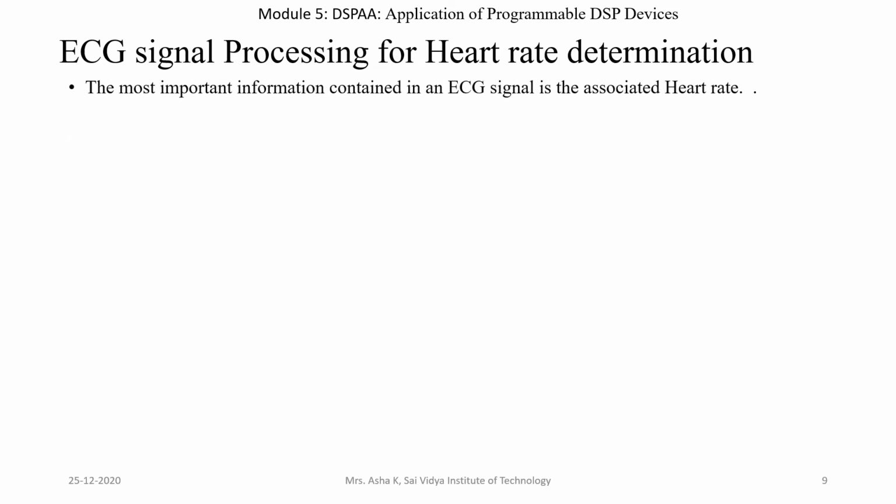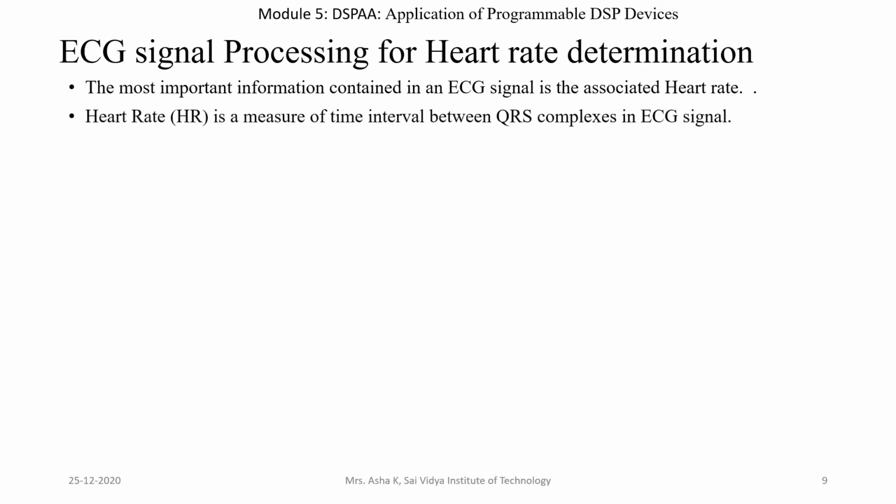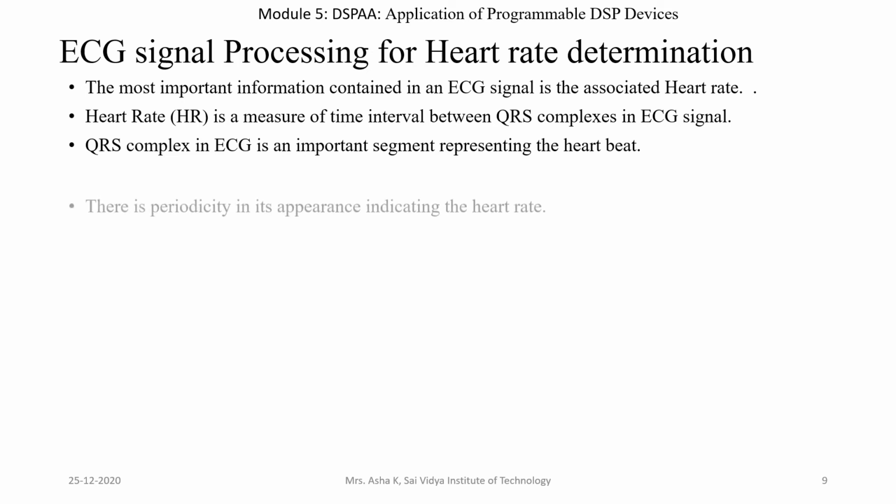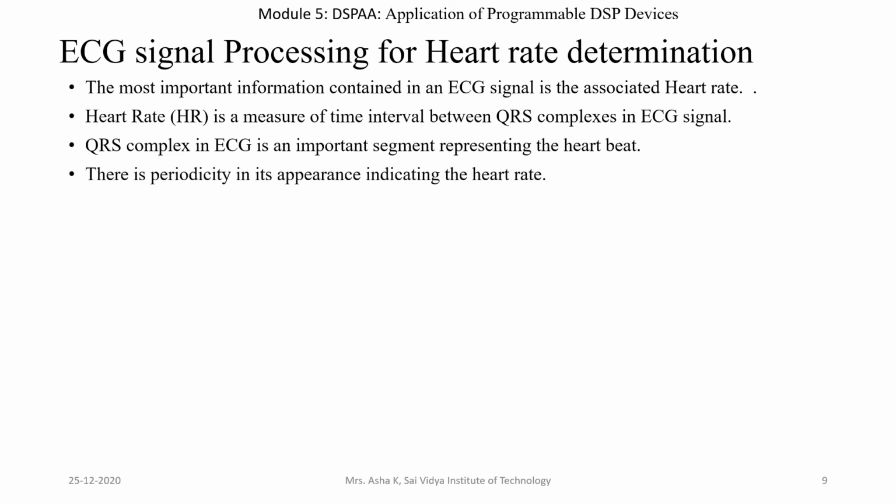ECG signal processing for heart rate determination. The most important information contained in the ECG signal is associated with the heart rate. Heart rate is a measure of the time interval between the QRS complexes in the electrocardiogram signal. What is QRS? The QRS complex is an important segment representing the heartbeat in the ECG signal. There is a periodicity in its appearance indicating the heart rate.